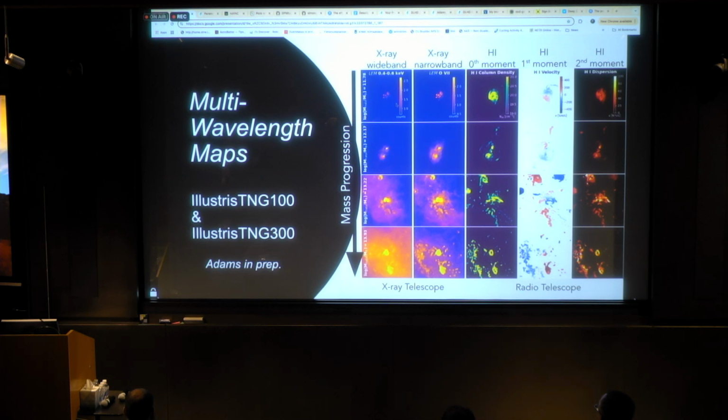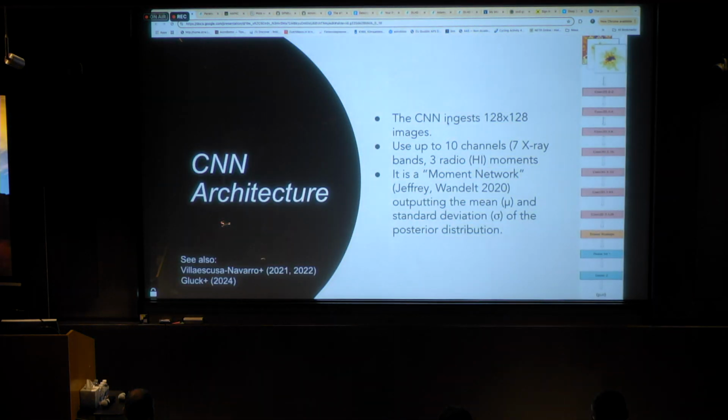Notably, there's X-ray, wideband images, and narrowband images where you can have an individual line. Each one is different. 21 centimeter HI data, which we don't forward model as much, has different moments: column density, velocity, and velocity dispersion.